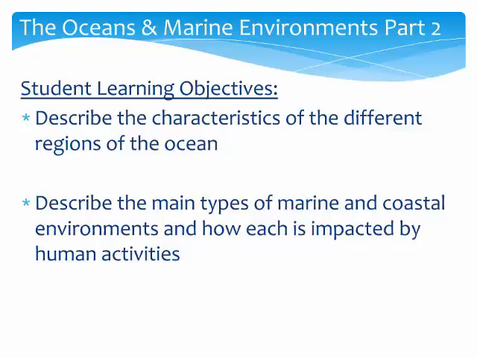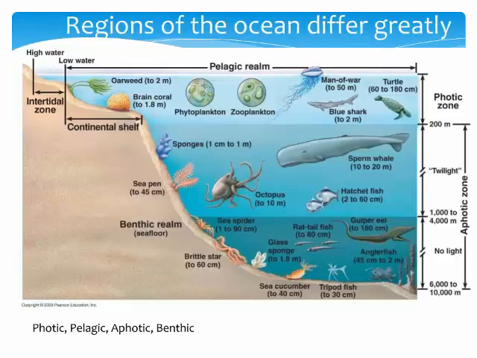The student learning objectives of this mini lecture are: describe the characteristics of the different regions of the ocean, and describe the main types of marine and coastal environments and how each is impacted by human activities. There are distinct zones or regions of the ocean, and some ocean regions support more life than others.